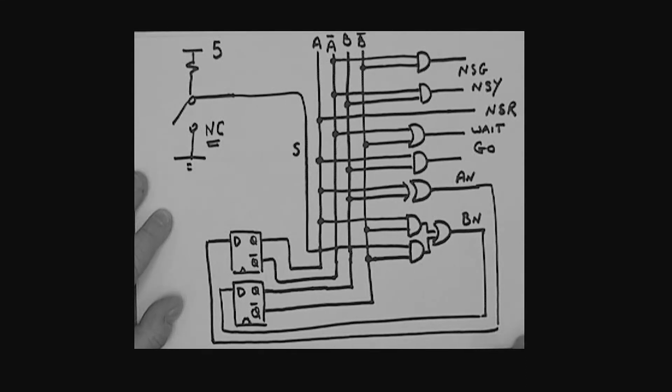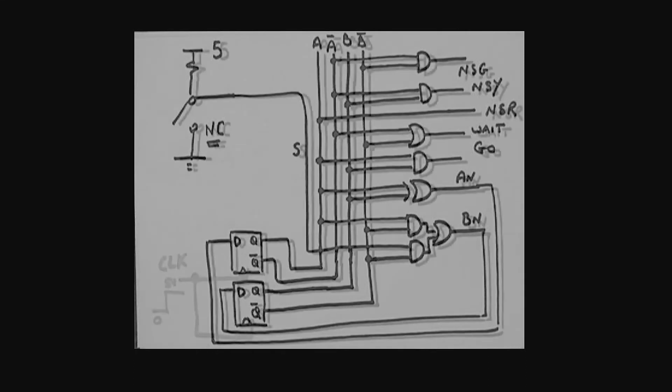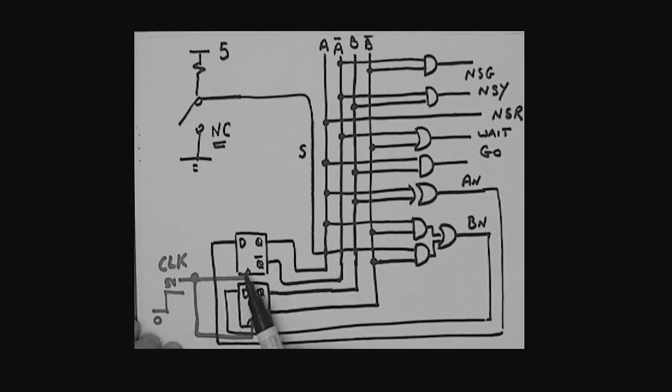All right, now if you didn't have that kind of switch and you had a normally open switch, then you just simply have to put an inverter over here to take care of that problem. Okay, now I'm showing you the actual connection of the clock over here. So we have a clock that's now applied to both of these flip-flops. Now remember, we only change state when I get the leading edge of this clock.